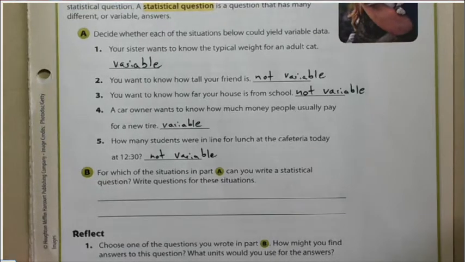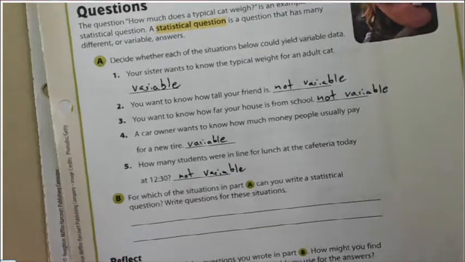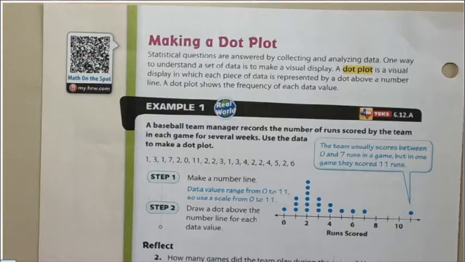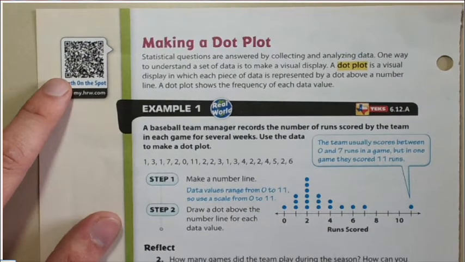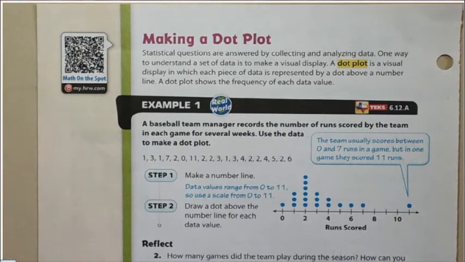Okay, we're going to skip part B and the reflection, so go ahead and turn your page over to 498, making a dot plot. Okay, so just like we mentioned earlier, there is the QR code, so if you are having a little bit more trouble with this, please scan that and get a little bit of help.